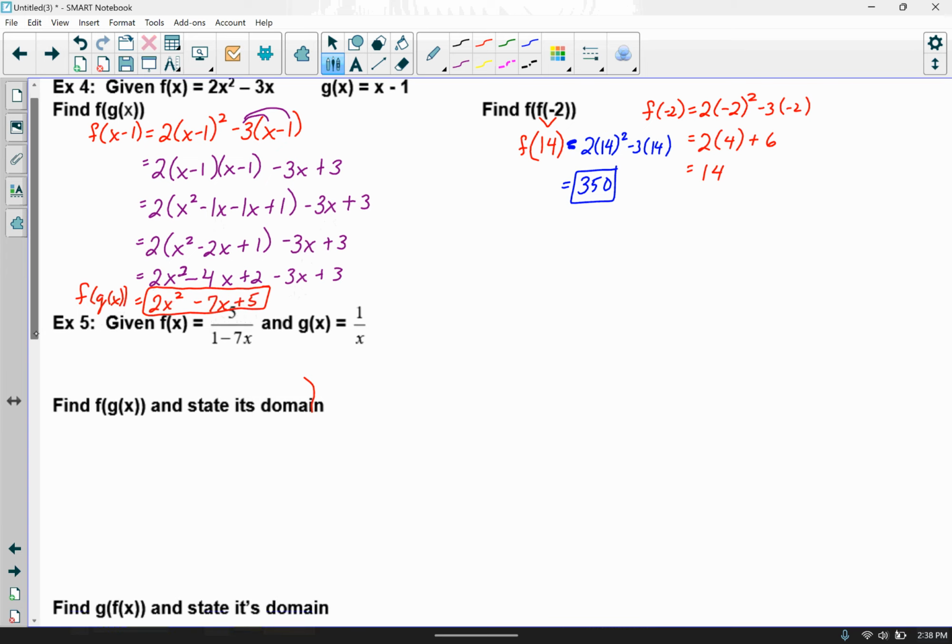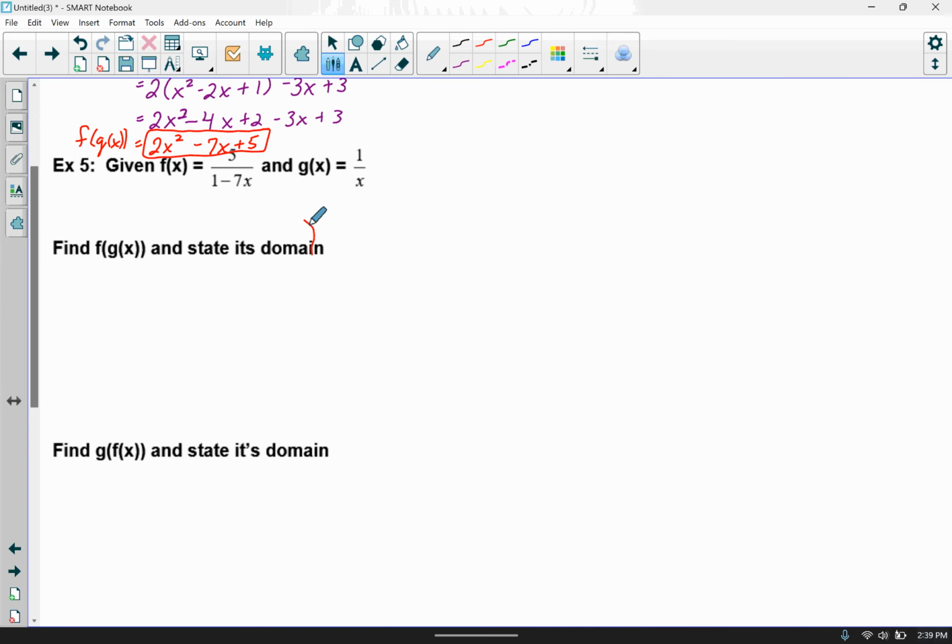All right, I'm going to move on down then to example 5. In example 5, you are given an f of x and a g of x function, and I'm asking you to find both f of g of x as well as g of f of x. Whenever we're working through these, we're also going to be finding their domain. I'm going to do example 5 here with you. Example 6 is very similar to this exact same problem, so I'm going to let you try example 6 on your own and check yourself by the solution key.